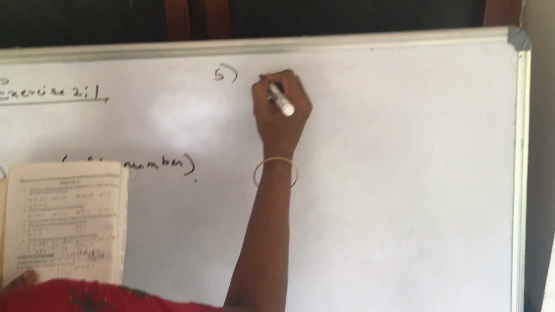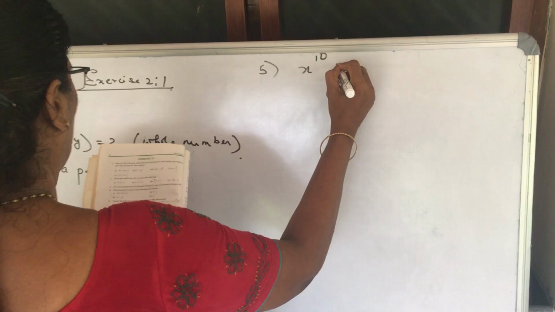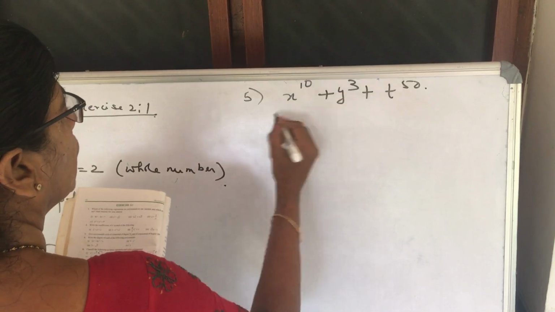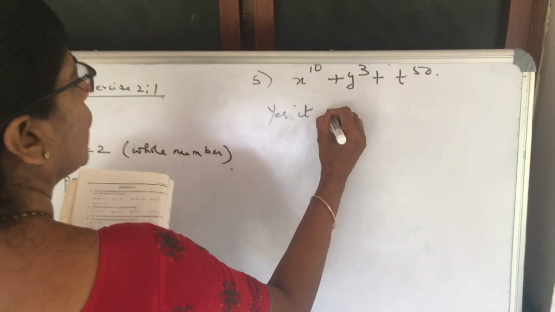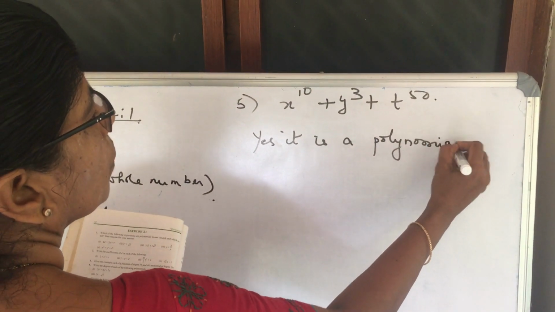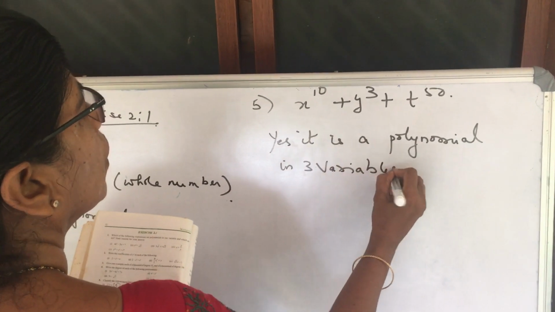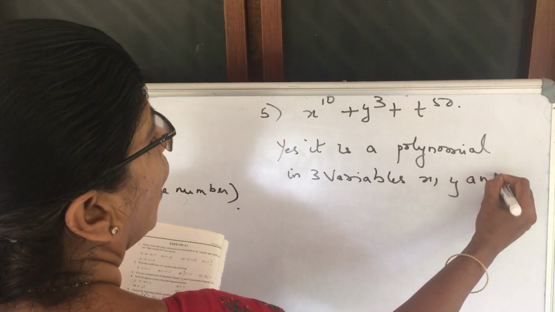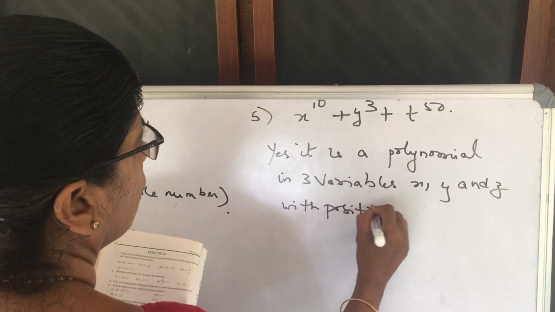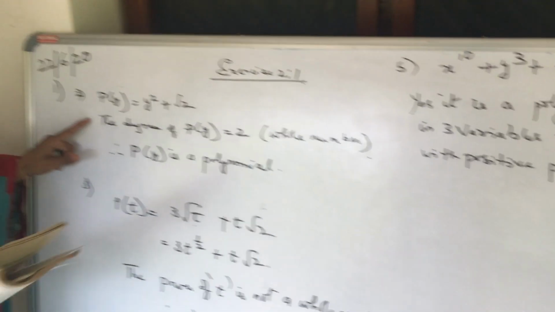Fifth bit. It is a polynomial in 3 variables: x power 10 plus y power 3 plus t power 50. Yes, it is a polynomial in 3 variables. What are those 3 variables? x, y and t with positive powers. Are you clear about this, children?